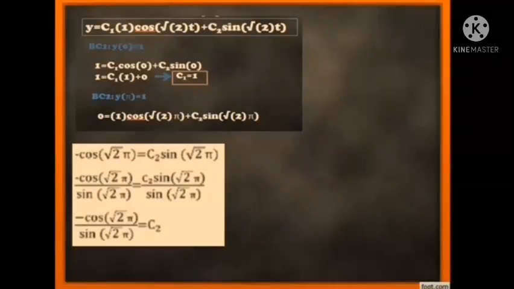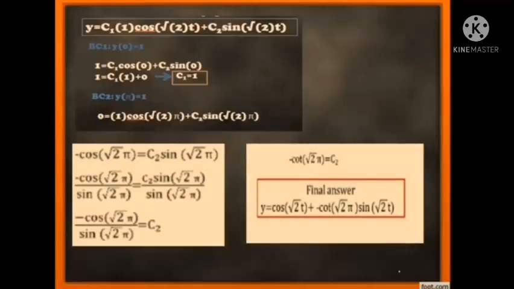So transpose the cosine square root of 2 pi, so it becomes negative cosine square root of 2 pi on the left side, equal to c2 sine square root of 2 pi. And then divide both sides by sine square root of 2 pi. Then it becomes negative cosine square root of 2 pi over sine of square root of 2 times pi, equal to c2. We all know that cosine over sine is cotangent. So it becomes negative cotangent of square root of 2 pi, equal to c2.